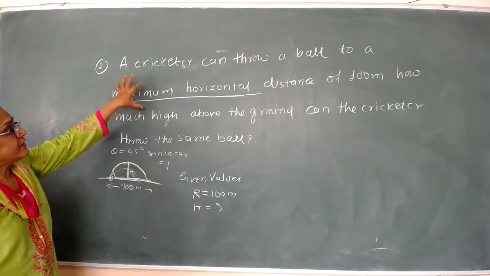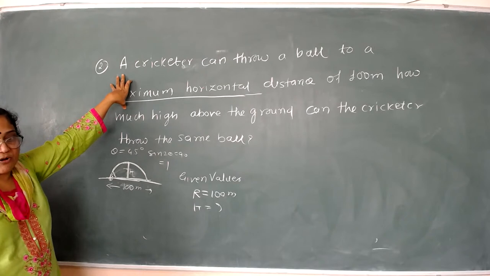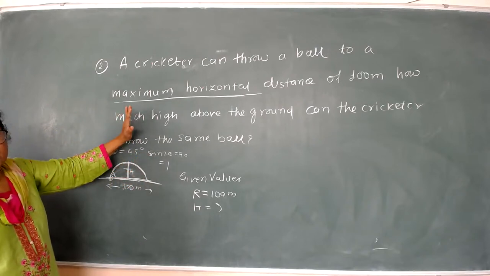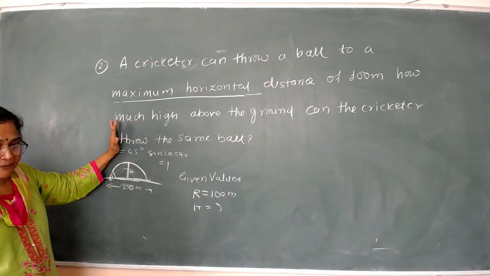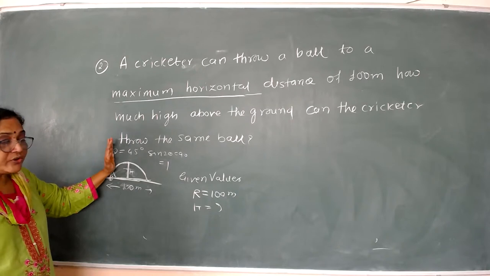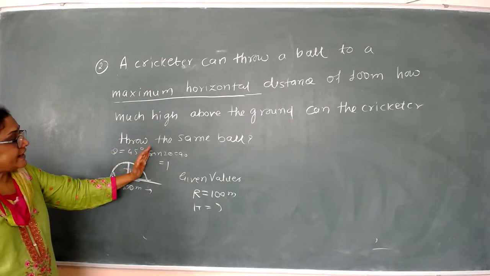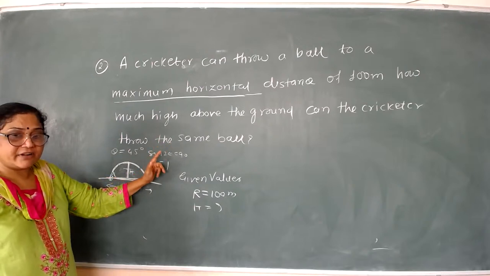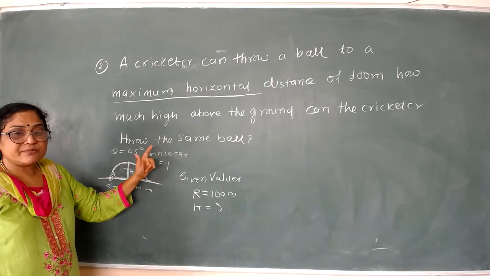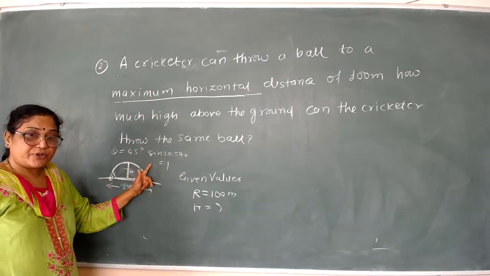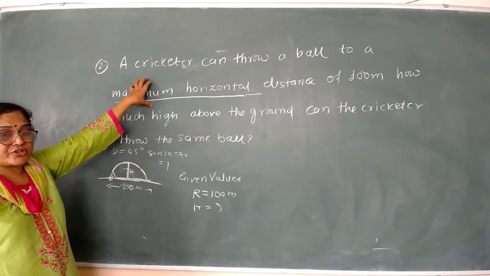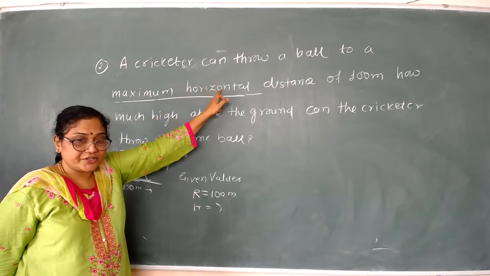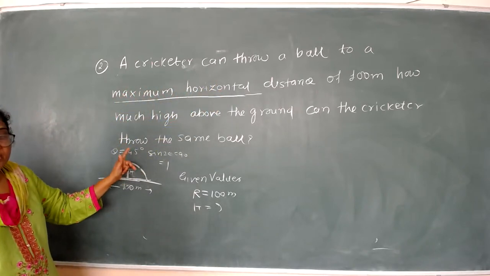So remember students, when the question is given in this form, where the object covers a maximum horizontal distance, the hint is that the angle of projection is 45 degree. Because we know that when the angle of projection is 45, sine 2 theta is sine 90, and the value of sine 90 is equal to 1. So to cover a maximum range, the angle of projection required is 45. If theta is not given in the question, but the sentence says the ball covers a maximum horizontal distance, then we consider theta equal to 45 degree.